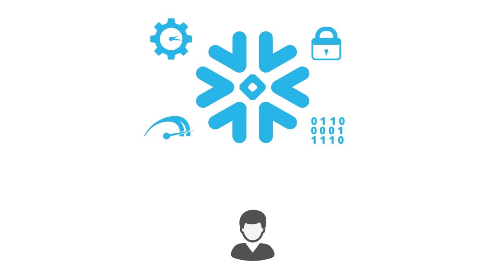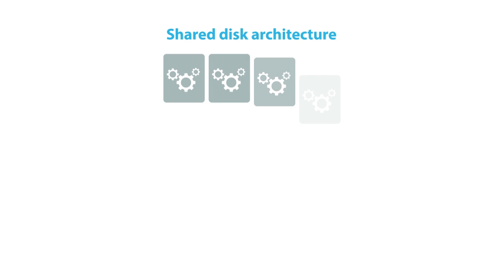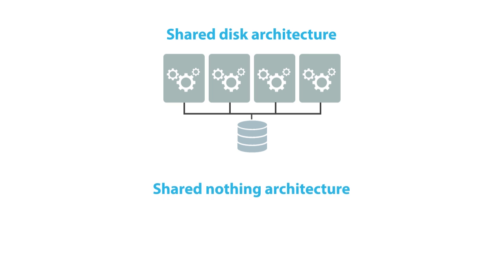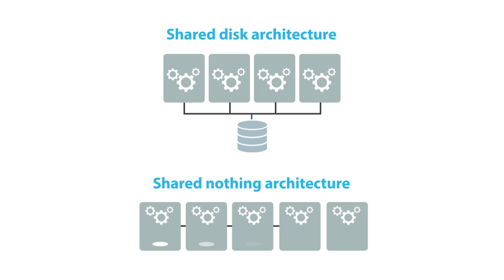How does Snowflake differ from other traditional architectures? Traditional shared disk architectures use multiple nodes in a single cluster to access data shared on a single storage system. Shared nothing architectures store a portion of the data in each node in each cluster in the data warehouse. Snowflake combines all the benefits of these architectures in an innovative new design that takes full advantage of the cloud.